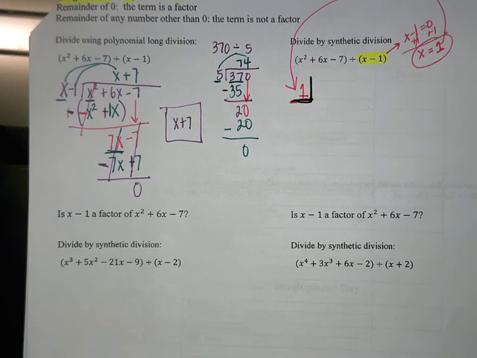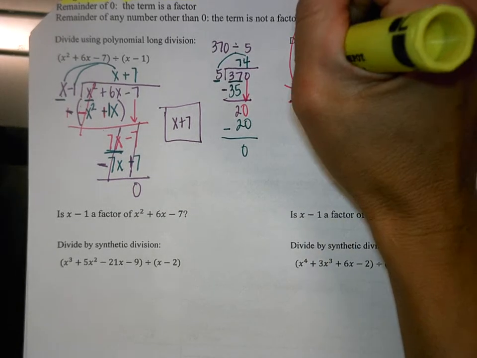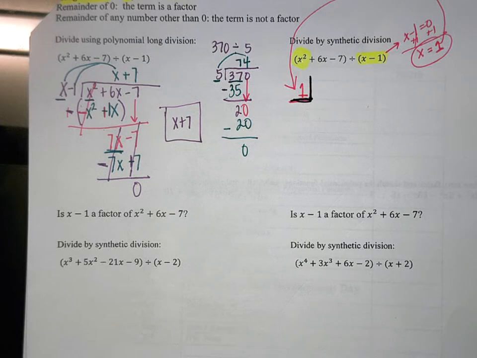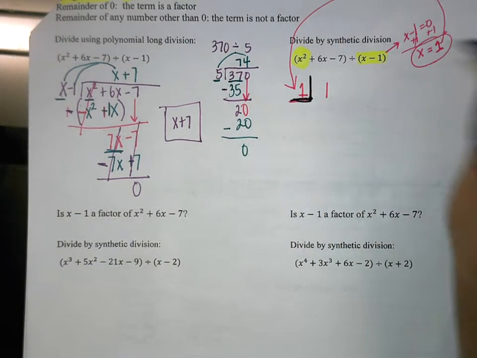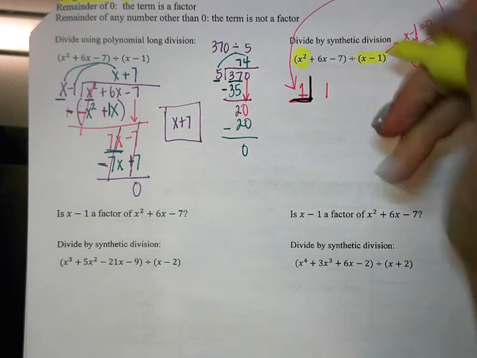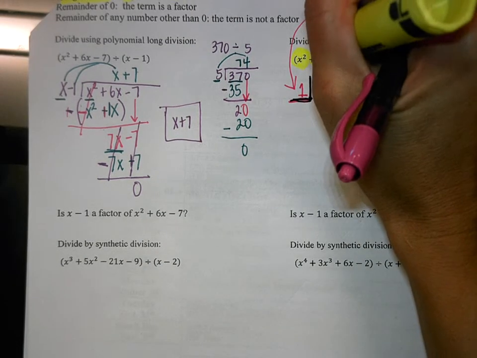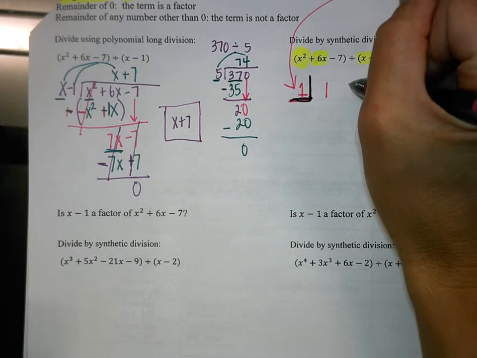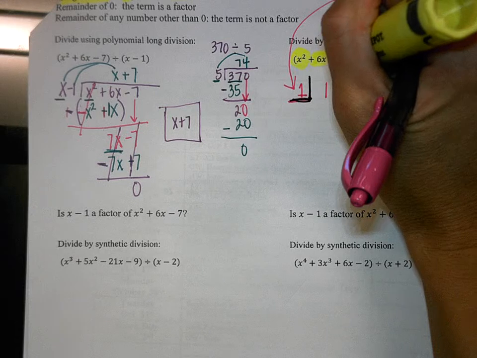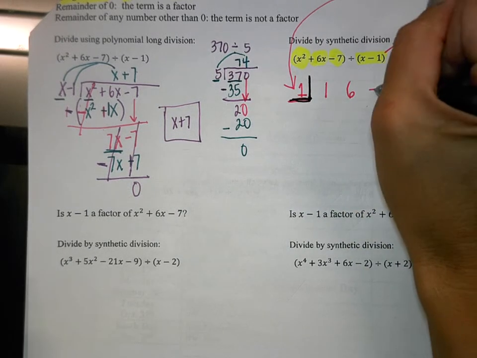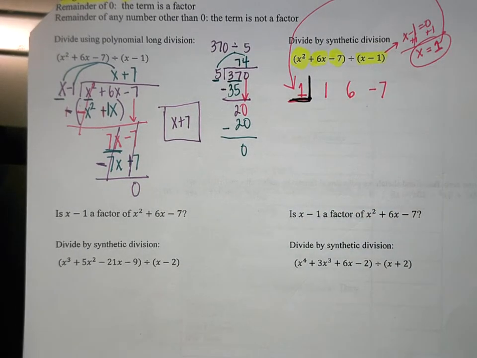Now, the next thing is we are going to take the coefficients of every single term, going in descending order. What is the coefficient on this term? 1. So I'm going to write a 1 down. The next coefficient is a 6. I'm going to leave a little space and write a 6. The next number is a -7.